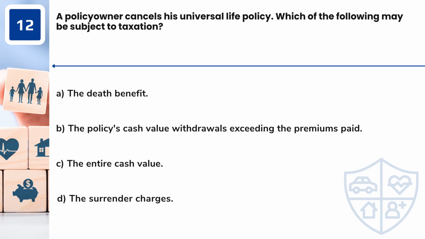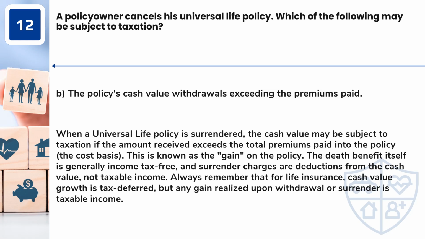Question 12. A policy owner cancels his universal life policy. Which of the following may be subject to taxation? A. The death benefit. B. The policy's cash value withdrawals exceeding the premiums paid. C. The entire cash value. D. The surrender charges. Answer: B. The policy's cash value withdrawals exceeding the premiums paid.